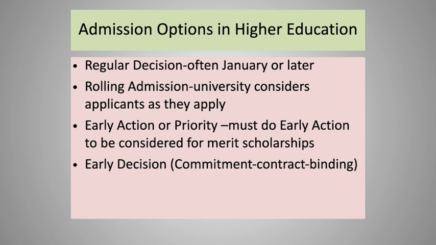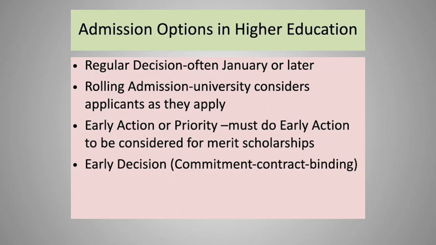Rolling admission, those are universities that just consider the student as they apply. So they apply, I don't know if there's a week, two weeks turnaround, and the student learns of the decision. Typically, if a school is rolling admissions, they're not super competitive, so they're not worried about filling up, running out of space for students.